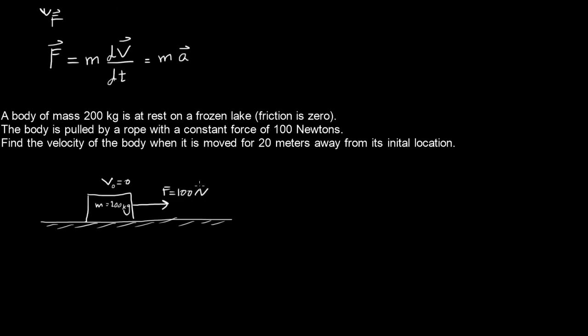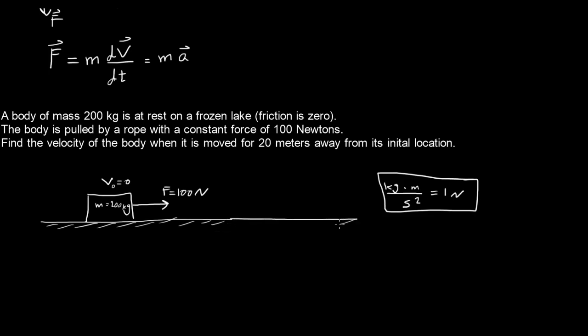You may want to know newtons is the unit of the force. Find the velocity of the body when it is moved for 20 meters. So let's say this is still the ground. Let's say the box is finally 20 meters away. So this is the same box. It is pulled for 20 meters. So that means this distance is 20 meters. So mass is still 200 kilograms.